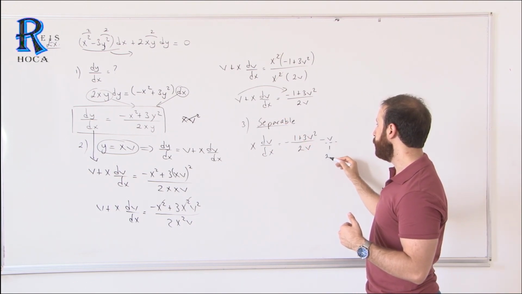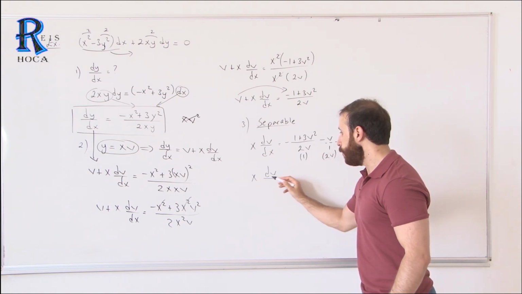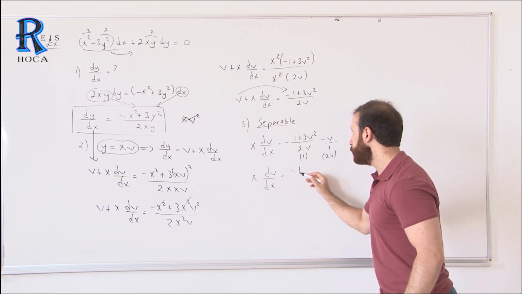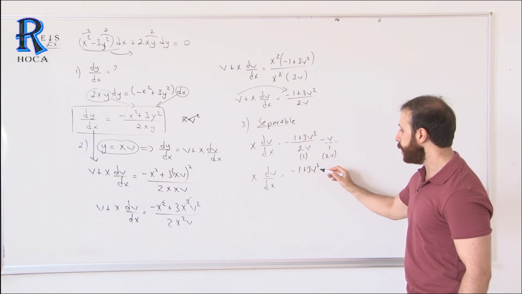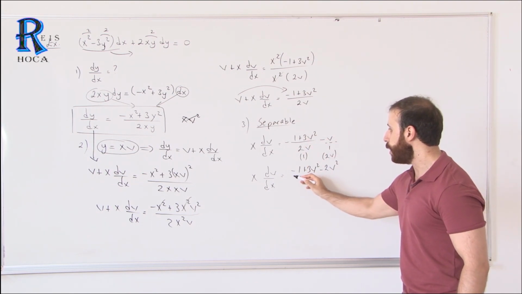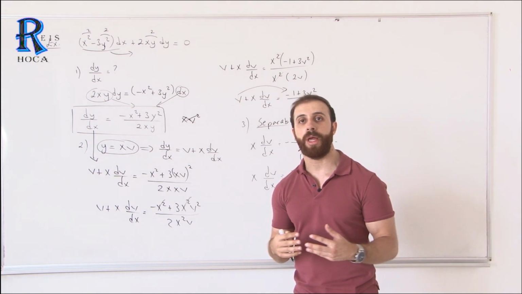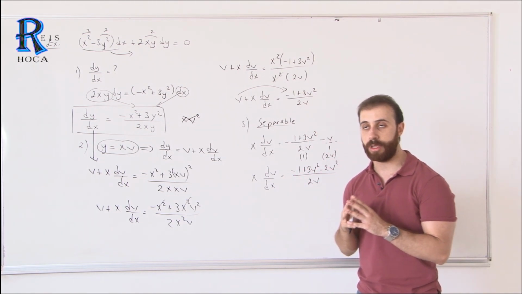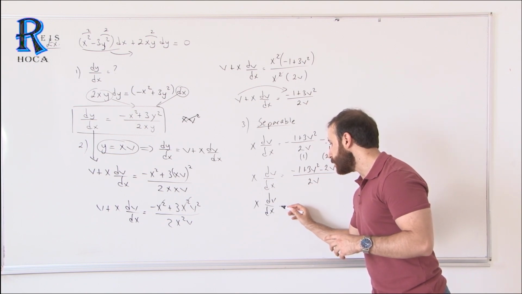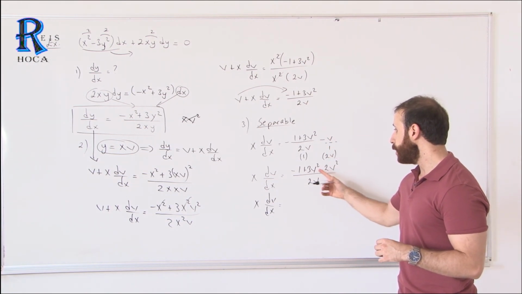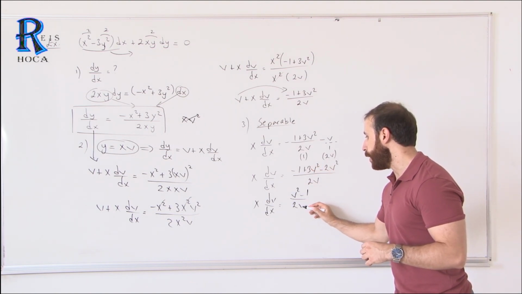Equalize the denominator by 2v and by 1. So x dv over dx minus 1 plus 3v square, because we multiply by 1, 2v minus v minus 2v square over 2v. Always you have to collect all terms of x on the right or on the left side, because this is important. x dv over dx equals 3v square minus 2v square, v square minus 1 over 2v.